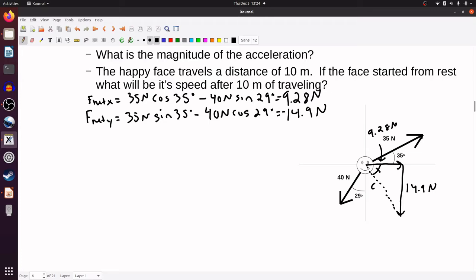All right, so to get my C, we use the Pythagorean theorem. So that'll be 9.28 newtons squared plus 14.9 newtons squared. And of course, square root that, because that's how you use the Pythagorean theorem. So 9.28 squared plus 14.9 squared, and then we take the square root of that, and it looks like 17.6.